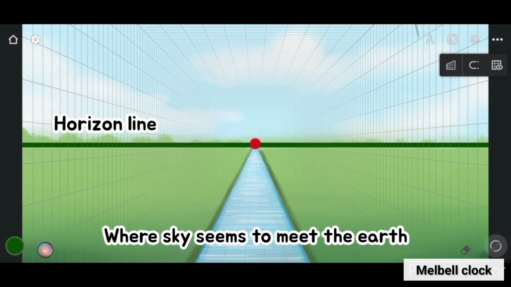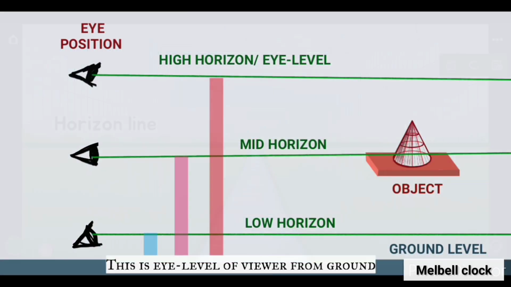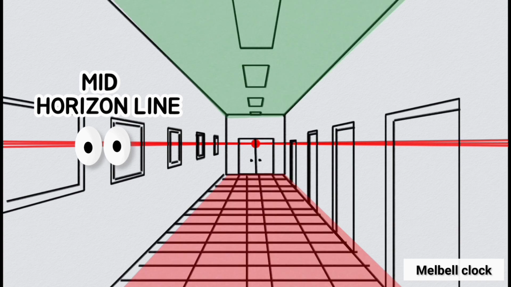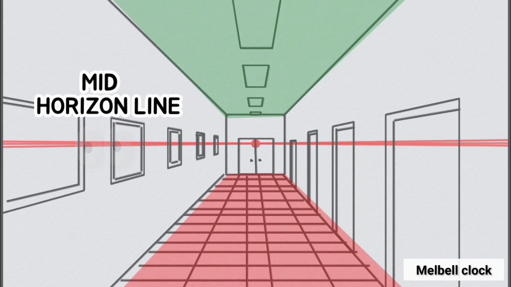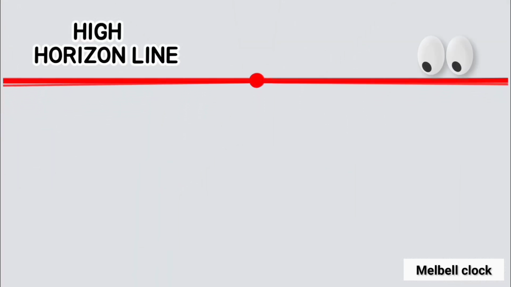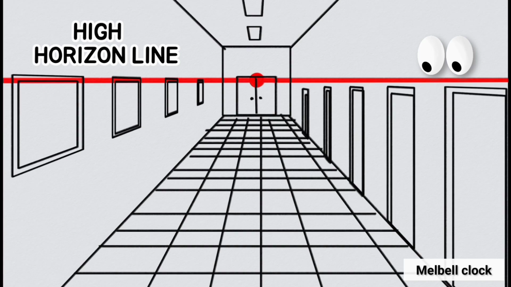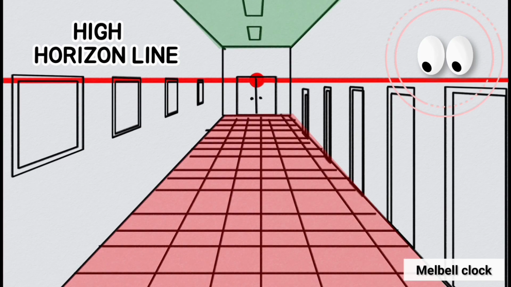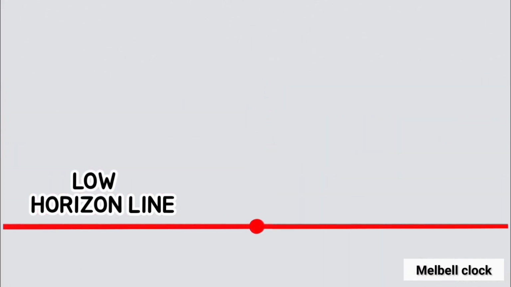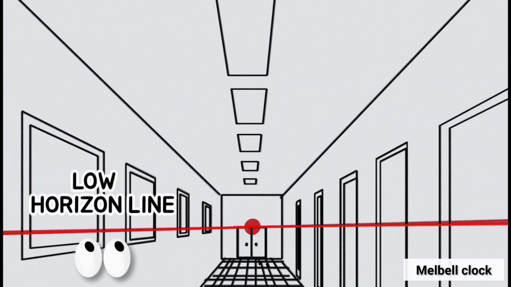The horizon line is where the sky seems to meet the earth. This is the eye level of the viewer from the ground. If there is a mid-horizon line, you see equally both parts above and below the line. If you shift the horizon line upward, then you see more of the ground than the sky, because the viewer is looking at this from a high point. If the horizon line is downward, you see more of the sky, because the viewer is looking at this from a low point.